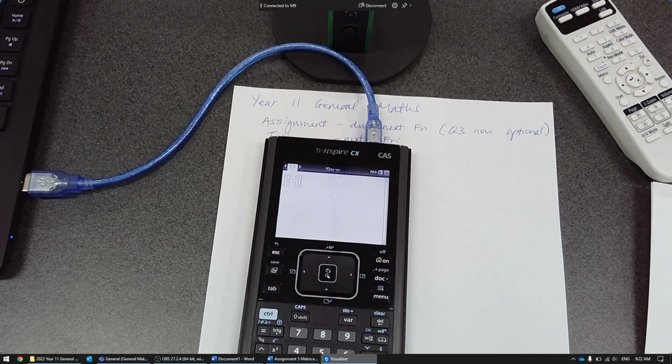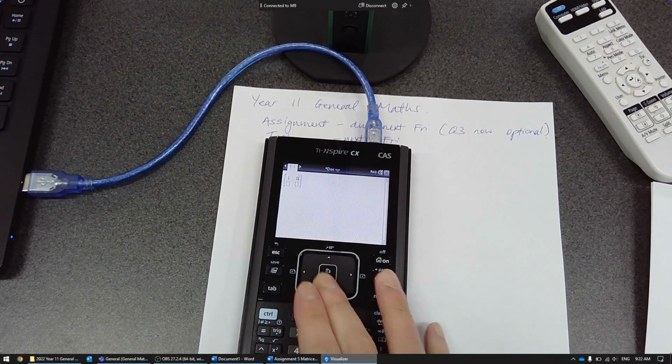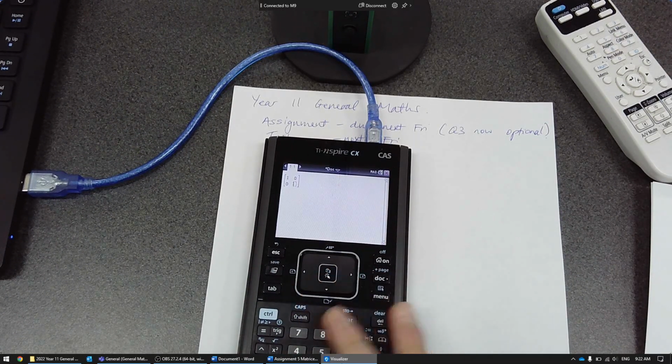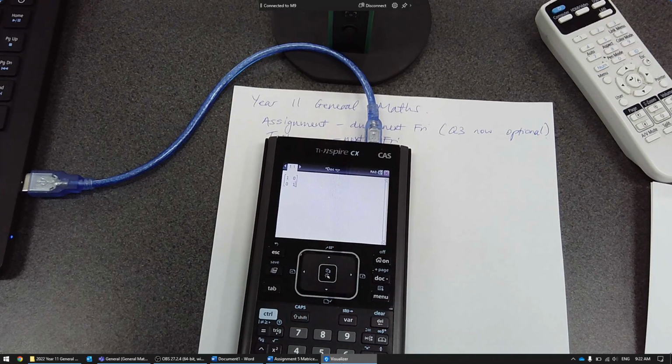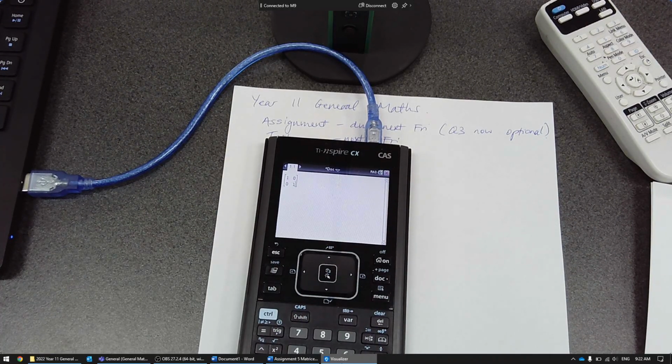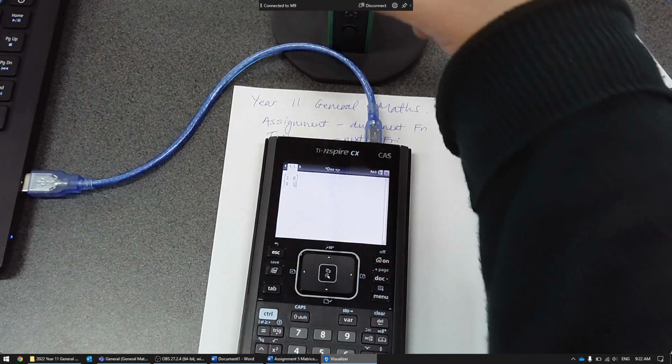Okay, so once you've got this thing there, I want you to type in this very specific matrix. We're going to give this a name in a moment. So it's got ones on the main diagonal and zeros everywhere else. Is that too small?